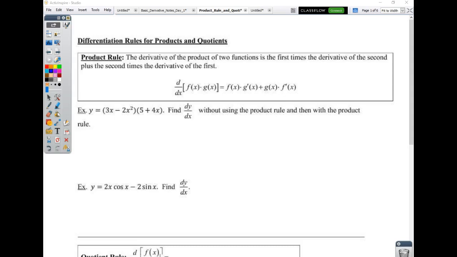All right. So here we go. We've got some good stuff, some high-quality living math here. Product rule and quotient rule.